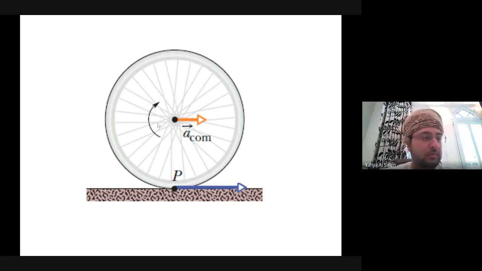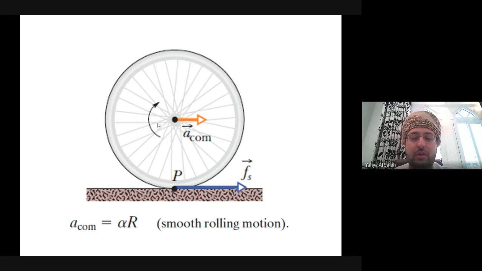Let's take a look at a wheel. It has a frictional force with respect to point P, and it's static friction, because point P does not actually slide. So it's not kinetic friction, it's static friction, F_s. If it's moving, we can also use F_k. Just bear in mind it's friction for the time being. Acceleration of the center of mass is alpha r in a smooth rolling motion.